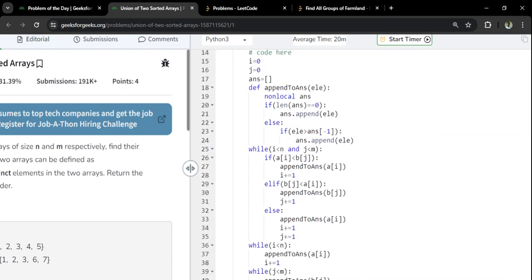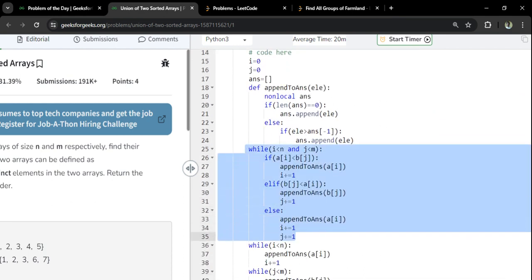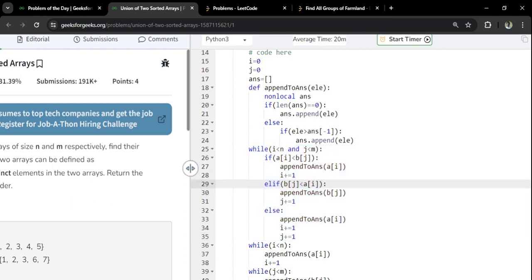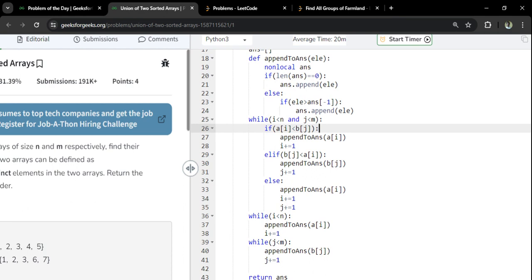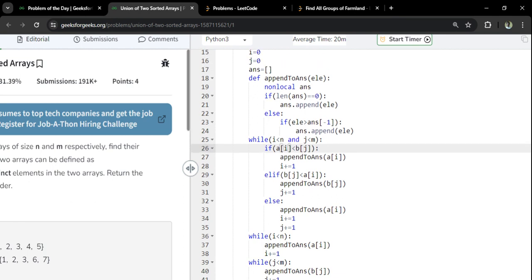Now I will run this while loop, see, this is the while loop. I will run it till i is less than n and j is less than m. What I am checking now is the corresponding element of i. Remember, i and j are separate. They are not always going to be the same. Remember that i and j are going to increment differently, so you cannot think of them as the same numbers.